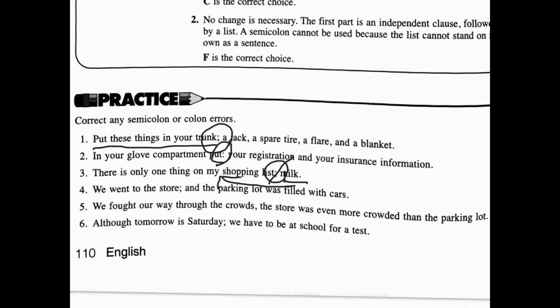We went to the store and the parking lot was filled with cars. All right, we went to the store. It's an independent clause. And the parking lot was filled with cars. Well, right there, we have two independent clauses, and then we have this conjunction here. And we cannot have that connected with a semicolon. We need a comma before the conjunction.